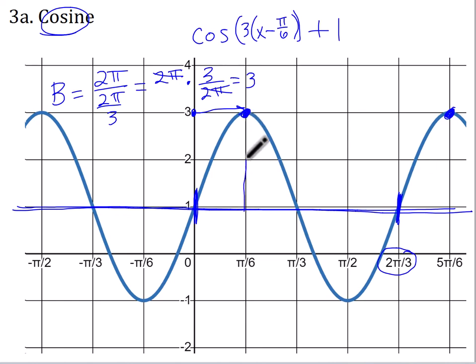The last thing is my height, or my amplitude, and so the distance from the middle to the top would be 2, and here's my equation.